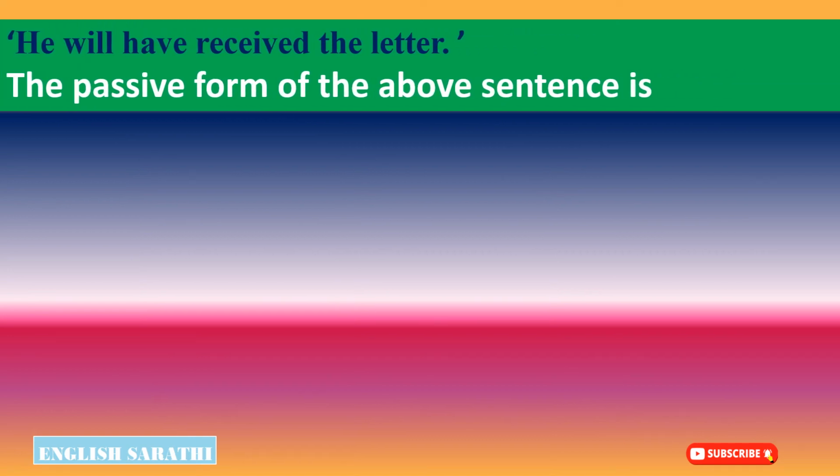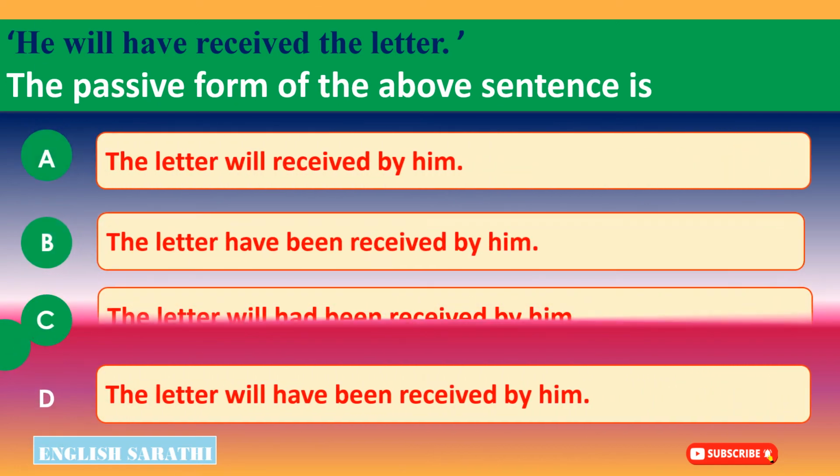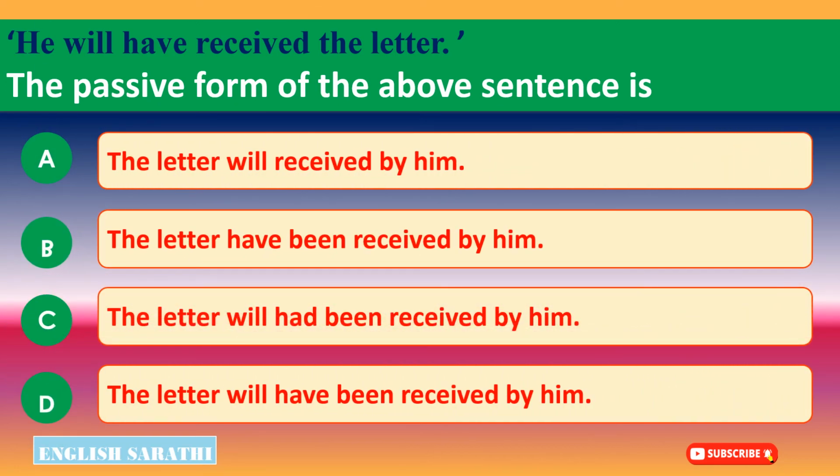He will have received the letter. The passive form of the above sentence is. Look at the following options. Option A. The letter will be received by him. Option B. The letter have been received by him. Option C. The letter will have been received by him.